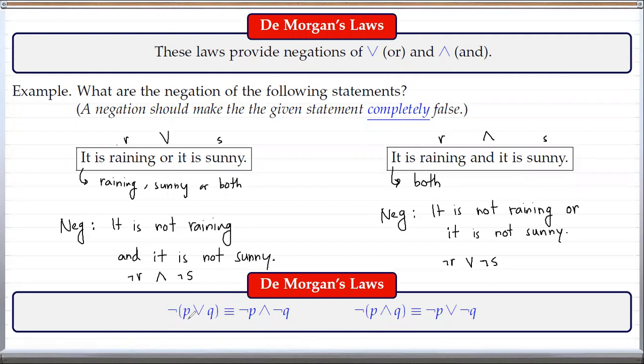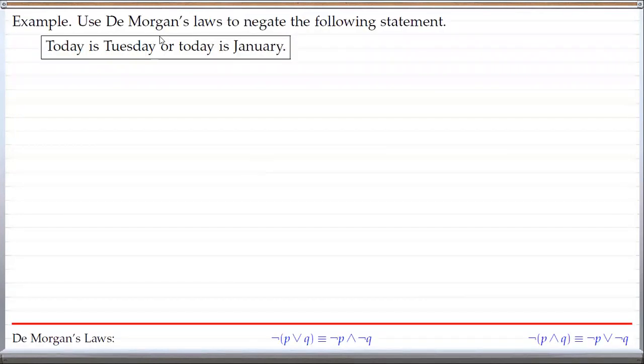And formally, we have the formulas here for De Morgan's laws. The negation of P or Q is not P and not Q. The negation of P and Q is not P or not Q. These we call De Morgan's laws. Next, we will look at some examples. So here we will use De Morgan's laws to negate the following statement.